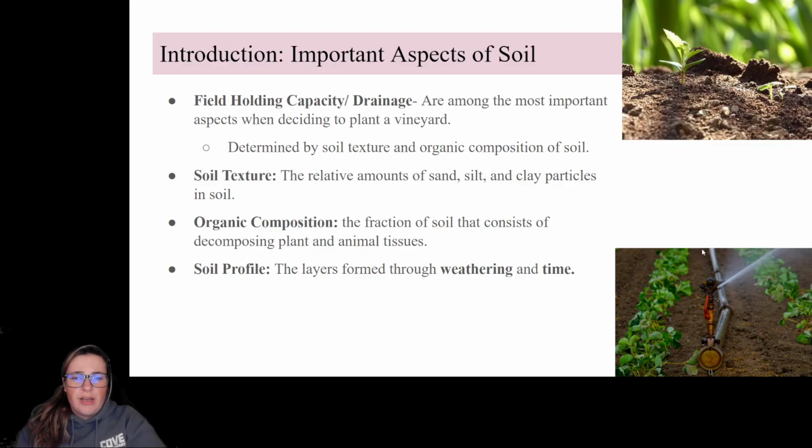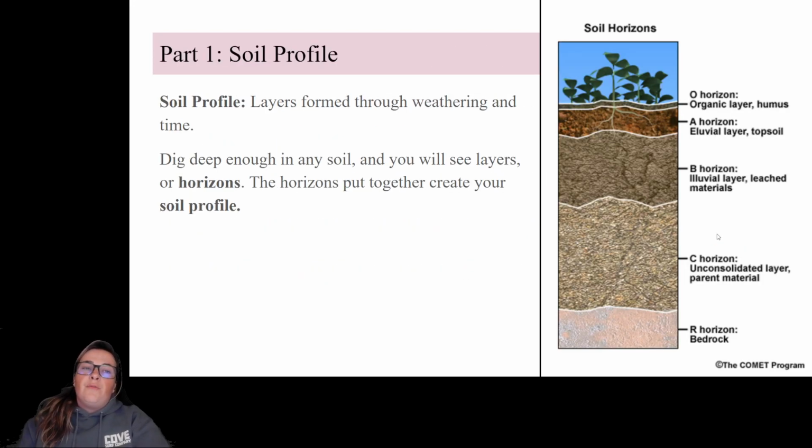Next, we have soil profile. And this is like a wider scope image of exactly what the layers in your vineyard are down to a certain depth, of different forms and compositions of soils that have formed over time through weathering and time, basically. So we'll start with soil profile first. And like I mentioned, these are layers that are formed through weathering and time. You'll find them in just about any soils. If you dig deep enough, you'll see layers.